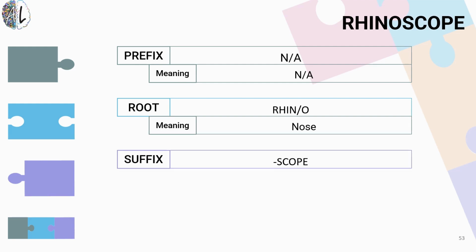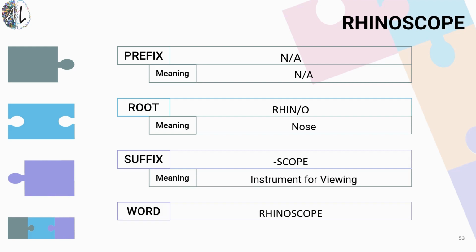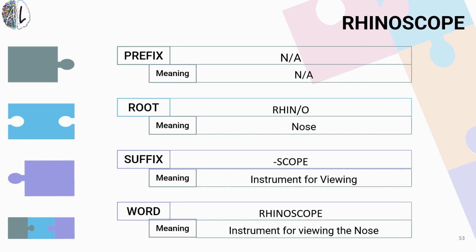We have a new suffix here, scope, as the ending. So again, it's at the end of the word. It's written on that new word list with that little dash in the front. So that is the suffix portion of this word. And if you look at the meaning, it refers to an instrument for viewing. So the full definition of a rhinoscope is an instrument for viewing the nose. You may not have seen this before, but it's a small flexible tube with a camera on it, and they literally slide it up your nose and sometimes down your throat. It's not terribly comfortable, but really important to get some data.